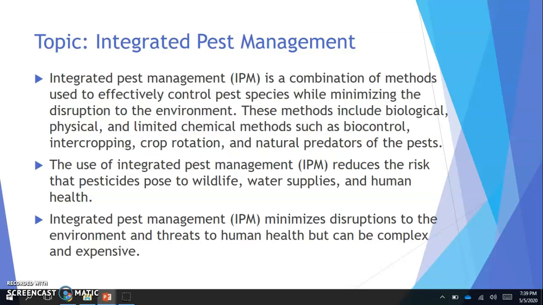So again, you have to do a cost benefit analysis and determine what is best for you, or in this case for farmers. But it's just something to be aware of.